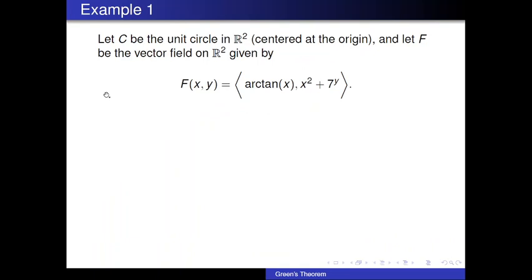So let's do some examples with Green's theorem. We've got a couple of fun ones here today. Let's let C first be the unit circle in the plane centered at the origin. We love this one, right? And let's let F be the vector field on the plane given by arctangent of x in the first component and x squared plus 7 to the y in the second component.